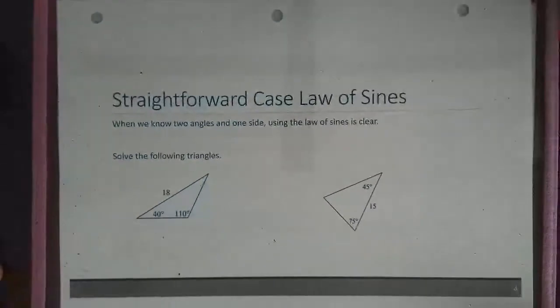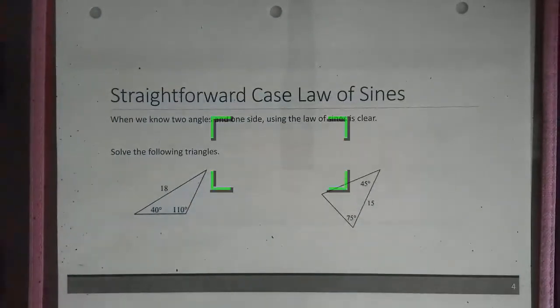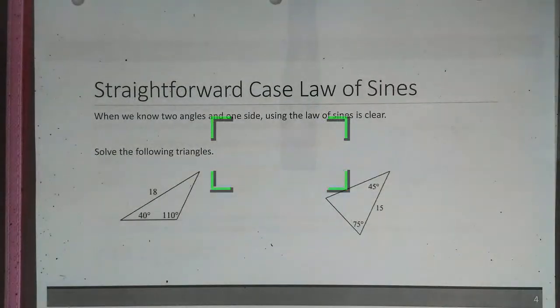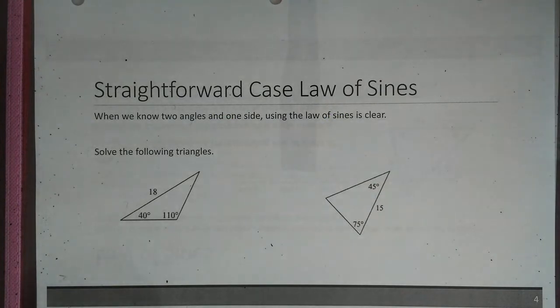We're going to start off by solving two triangles that use the straightforward case of law of sines. We'll see in the next examples that it's not always that clear. Since we're solving triangles, make sure that your calculator is in degree mode, because when we're working with triangles, we don't do radians.